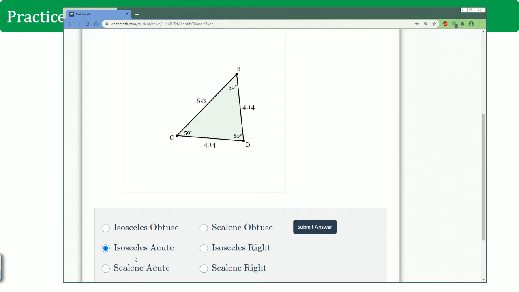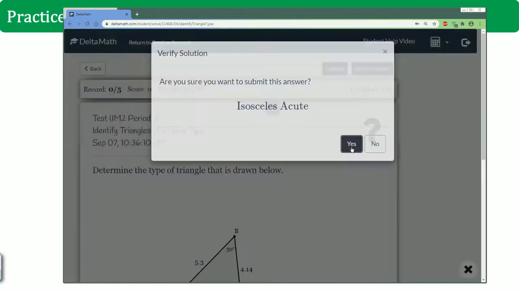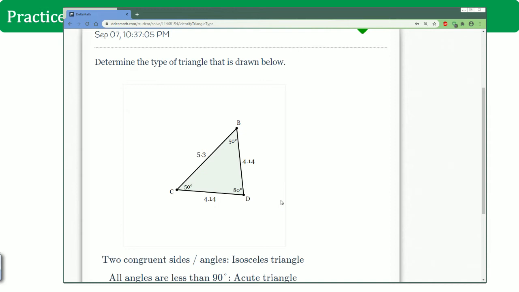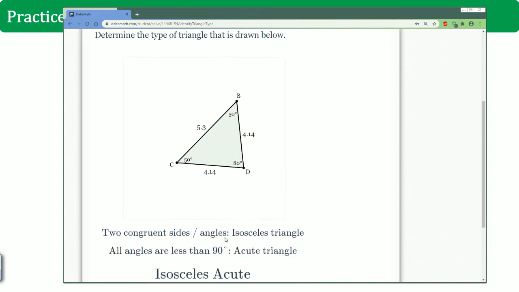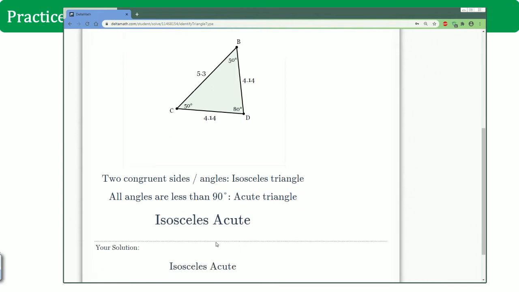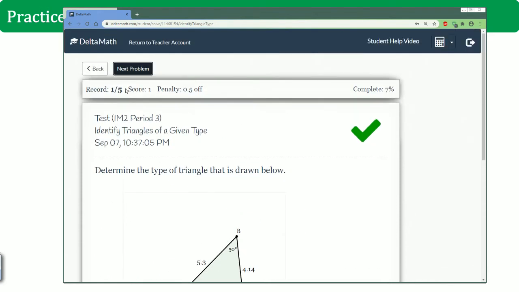Again, isosceles comes from these two sides being the same, 414 and 414. The acute comes from all the angles on the inside being less than 90. So I submit my answer. See, I got it correct. Two congruent sides, isosceles triangle, all angles are less than 90 degrees. Therefore, it's considered an isosceles acute.